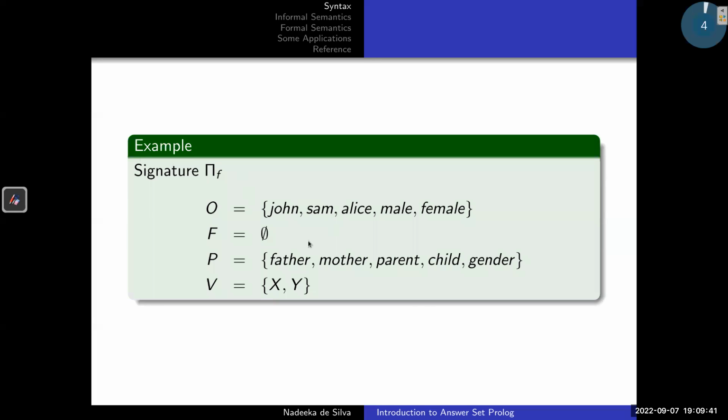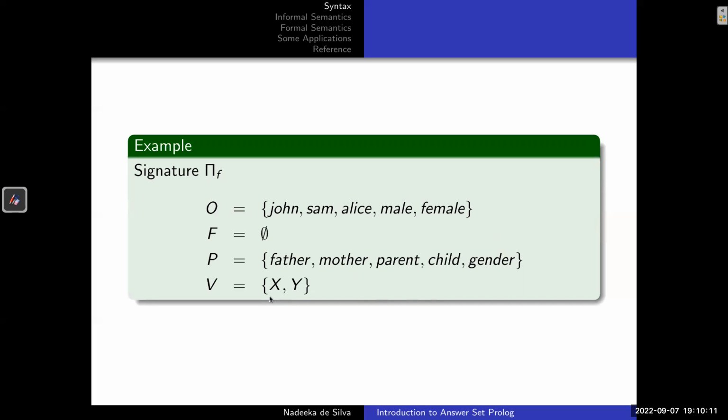Okay, so this is an example of a domain signature for a small program about a family. We have objects John, Sam, Alice, male, and female, and predicates father, mother, parent, child, and gender. The arity of the predicate father is 2, as is clear from the context. If we want to say John is the father of Sam, we will say father(John, Sam).